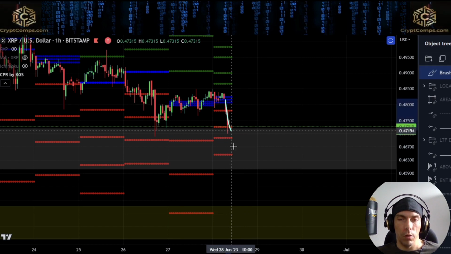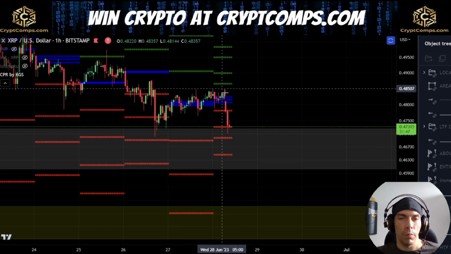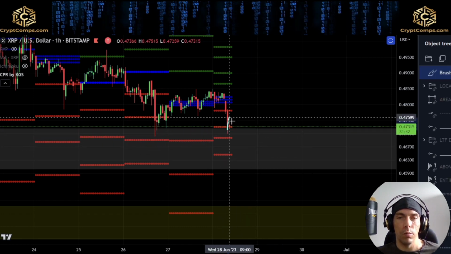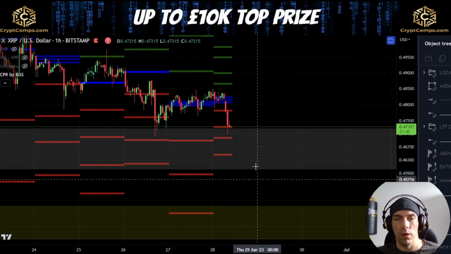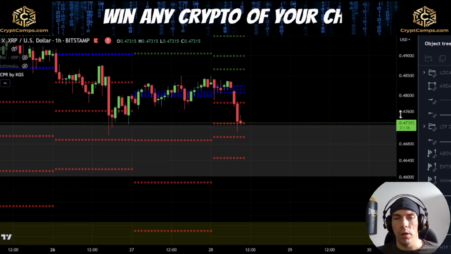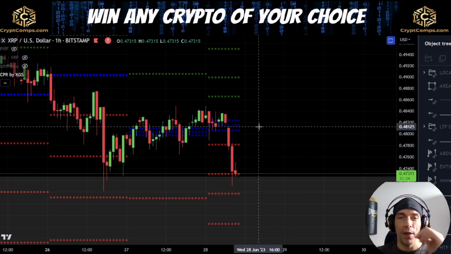If we do, we could actually look to just break directly through these, but there is the potential that we could look for price to pivot on these levels. Now it could be just a short-term pivot and then we continue down, or alternatively it could be a bigger pivot to the upside.